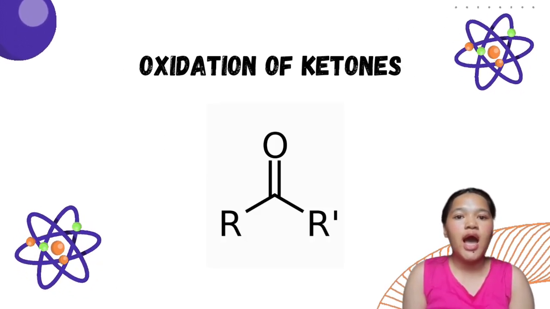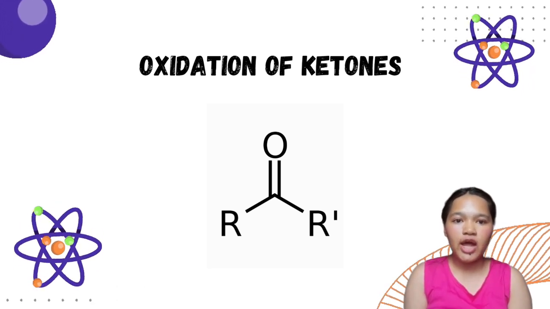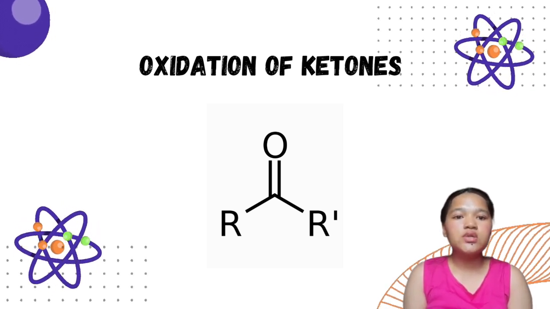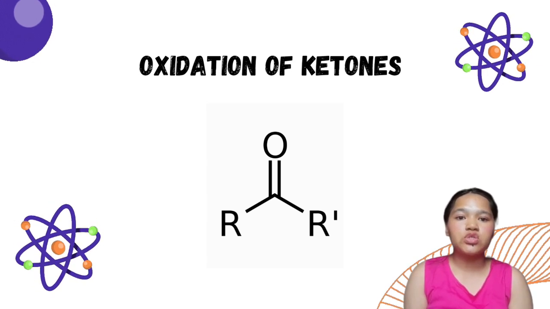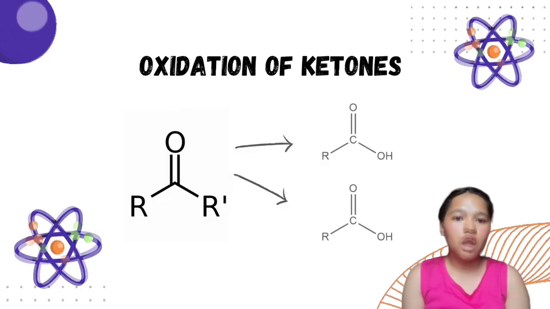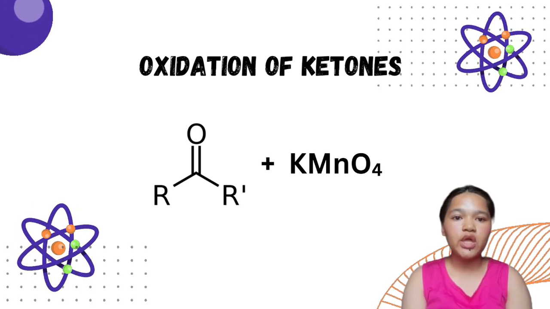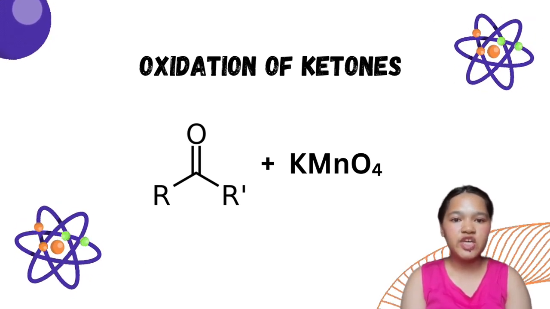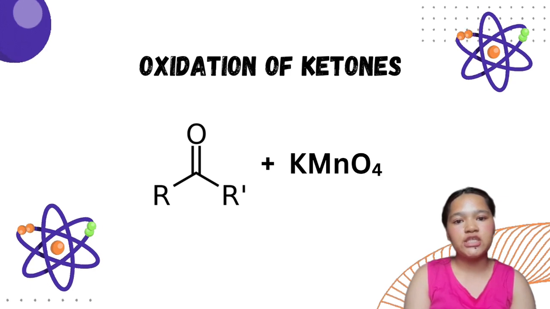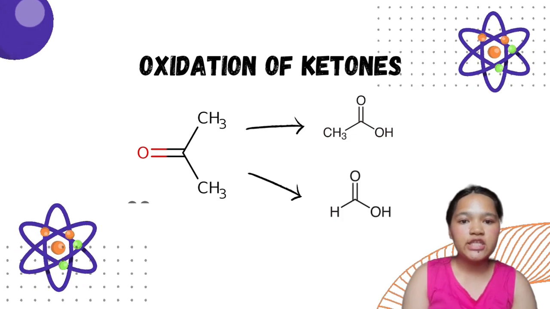Oxidation of ketones. Unlike aldehydes, ketones are more resistant to oxidation because they lack the hydrogen atom attached to the carbonyl carbon. Instead of simple oxidation, ketones undergo cleavage when subjected to strong oxidation conditions. This means the carbon-carbon bond breaks to form smaller carboxylic acids. Common oxidizing agents for ketones include potassium permanganate, which breaks the C-C bond adjacent to the carbonyl group, resulting in the formation of smaller carboxylic acids. For example, 2-propanone is split into acetic acid and formic acid.